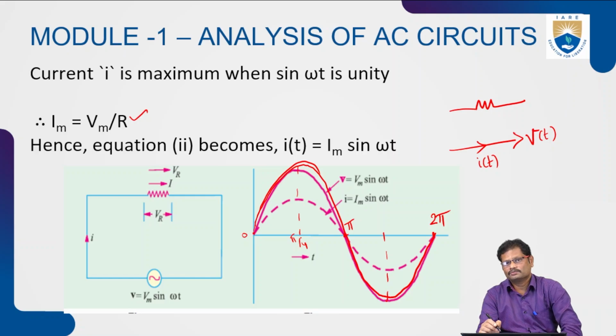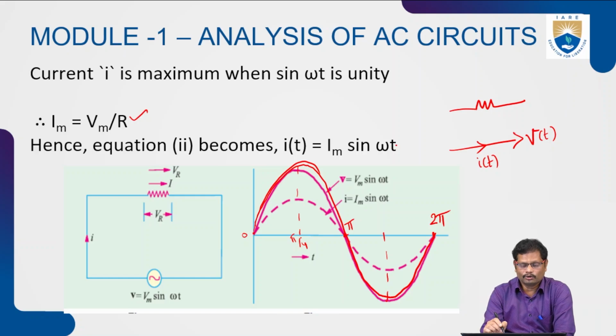So equation 2 becomes I of t equal to Im sin omega t. Here the applied voltage, symbol for applied voltage V equal to Vm sin omega t, and when we connect this to a resistive circuit, the current I will flow. When the current is flowing through a resistor, definitely there is a voltage drop which is nothing but VR.